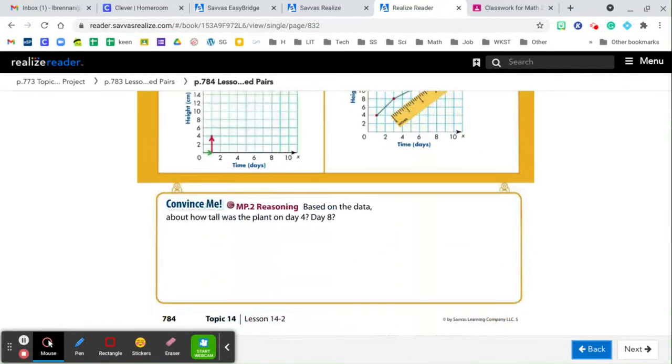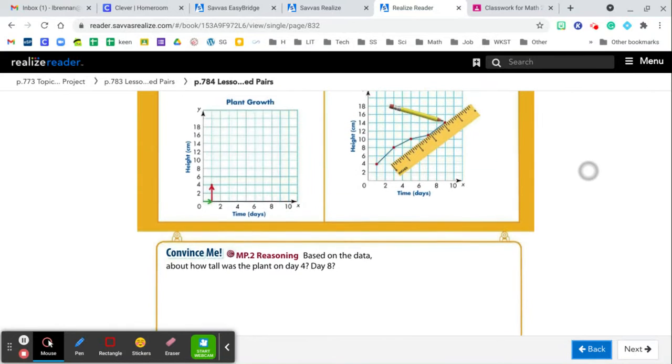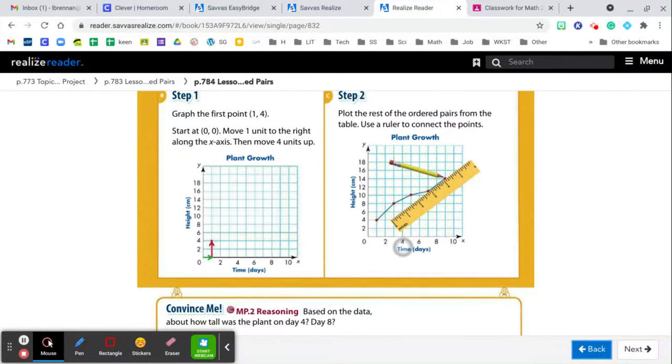Based on the data, how tall was the plant on day 4 and day 8? So on day 4, the plant was between 8 and 10, so it was about 9 centimeters. And on day 8, it's going to be around 12 centimeters.